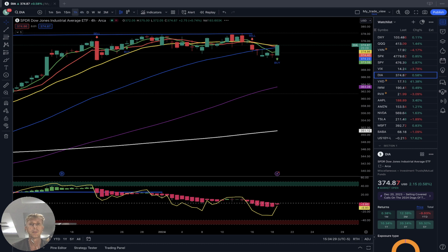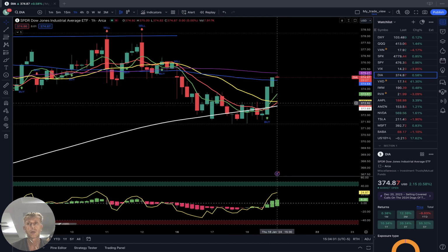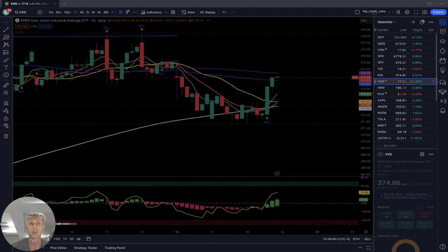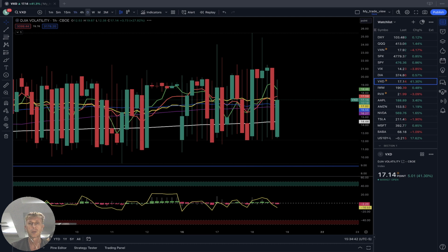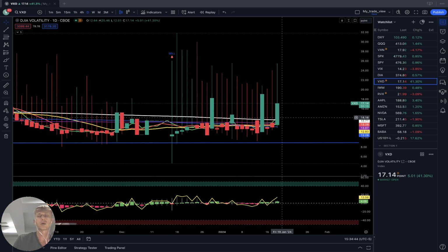1 hour time frame, bullish crossover, bullish trend on all indicators for Dow Jones on 1 hour. VXD volatility index for Dow Jones, bullish crossover, bullish trend.